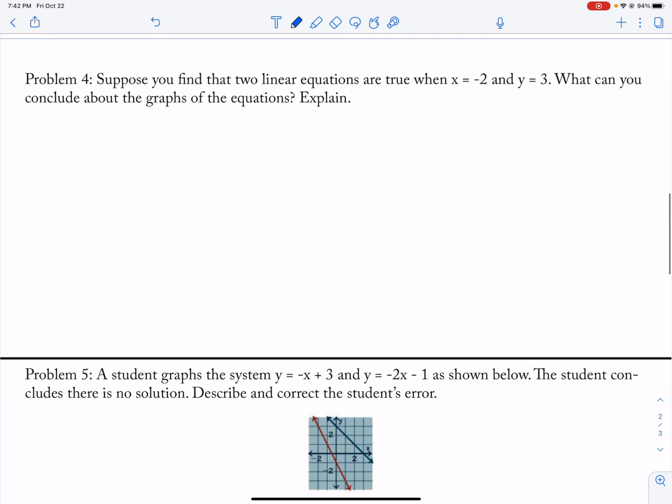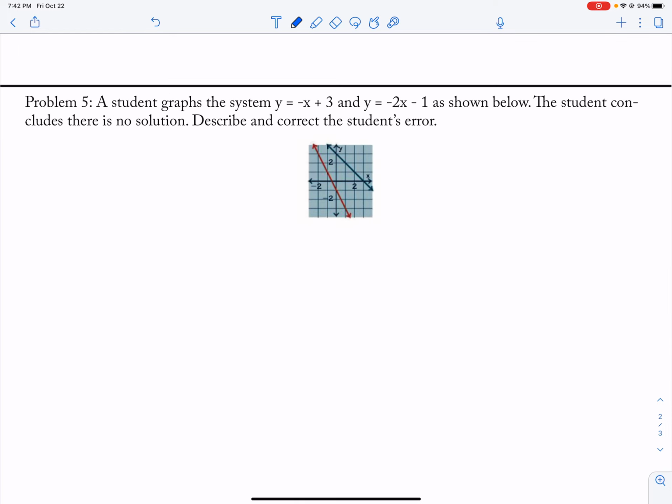Okay. Suppose you have 2 linear equations. Suppose 2 linear equations are true at -2, 3. What can you conclude about the graphs of those equations? So if you have 2 linear equations that are true at this coordinate point, then that is the solution. That's where they intersect. Okay.